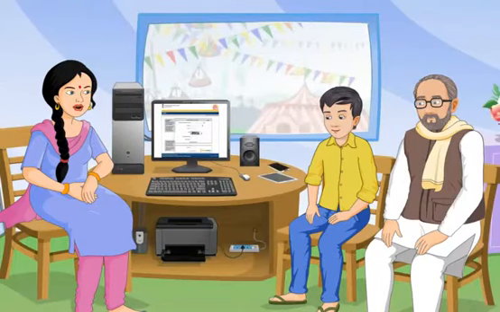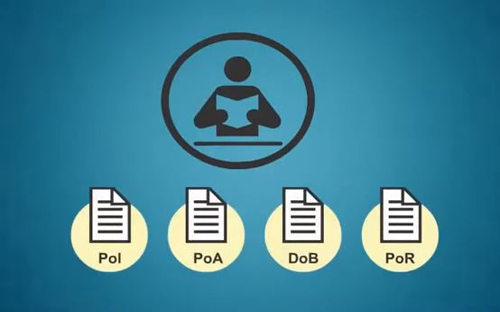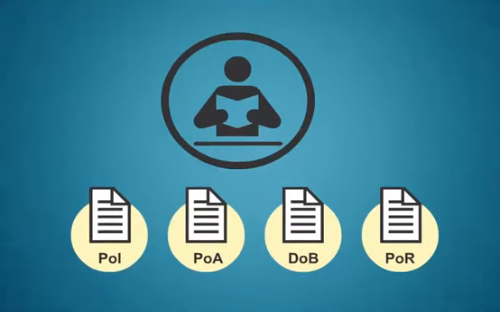Step 2. Verifier verifies the resident's documents. After that, verifier will validate form details against POI, POA, DOB, POR documents. Verifier will then sign and stamp the photocopies of documents verified.